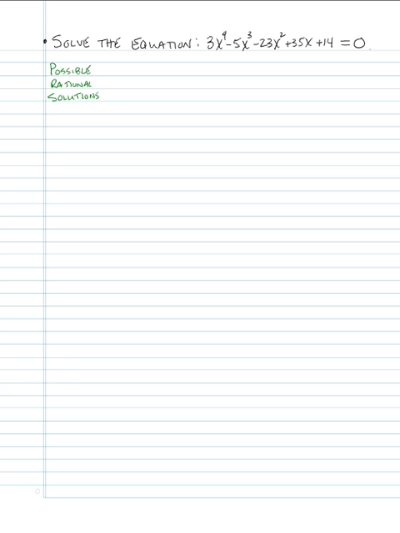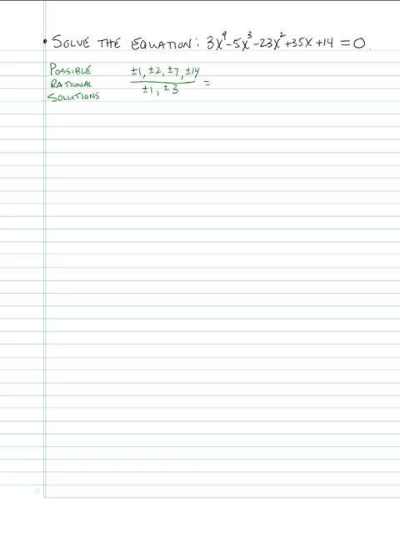So possible rational solutions, well, they have to be made up of factors of the constant divided by factors of the leading coefficient. So the factors of 14 are plus or minus 1, 2, 7, and 14. And factors of the leading coefficient, which is 3, are just 1 and 3. So the list is rather lengthy.